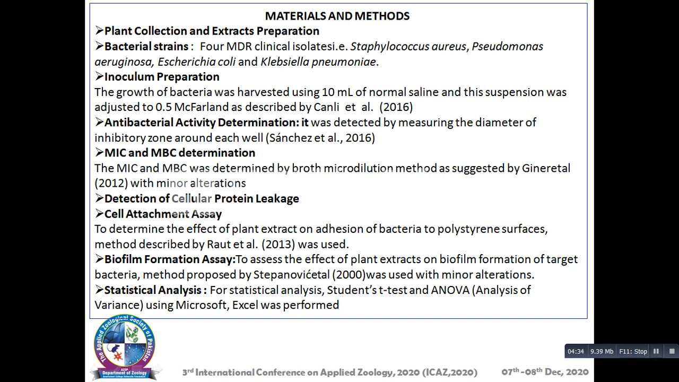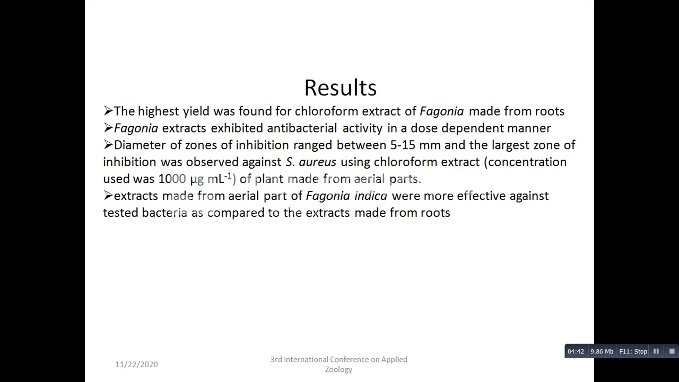Now, the highest yield was found for chloroform extract of Fagonia made from roots, followed by methanolic extract obtained from aerial parts. Our results revealed that Fagonia extract exhibited antibacterial activity in a dose-dependent manner, since increasing the concentration of extract increased the diameter of the zone of inhibition.